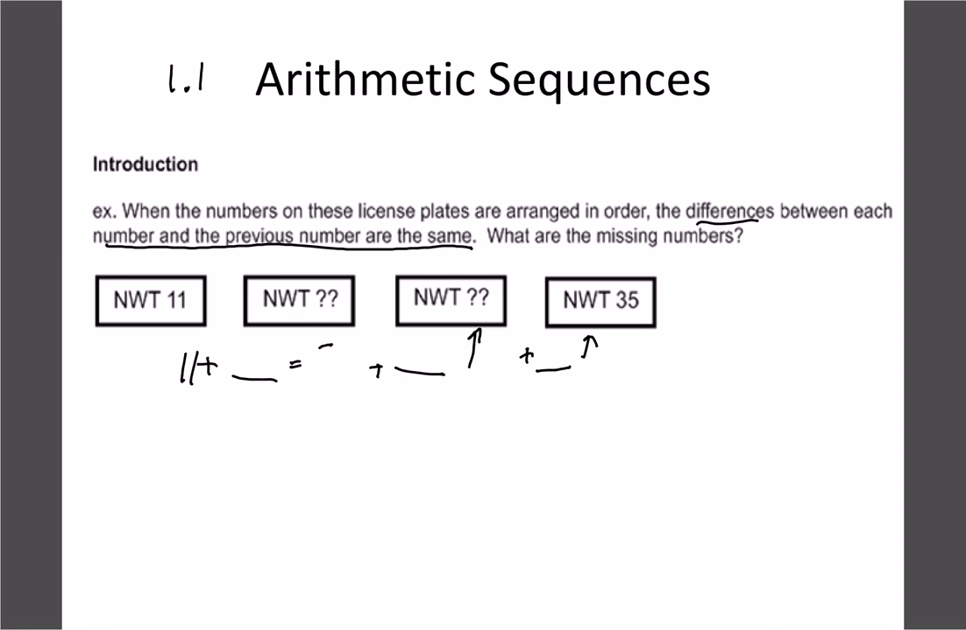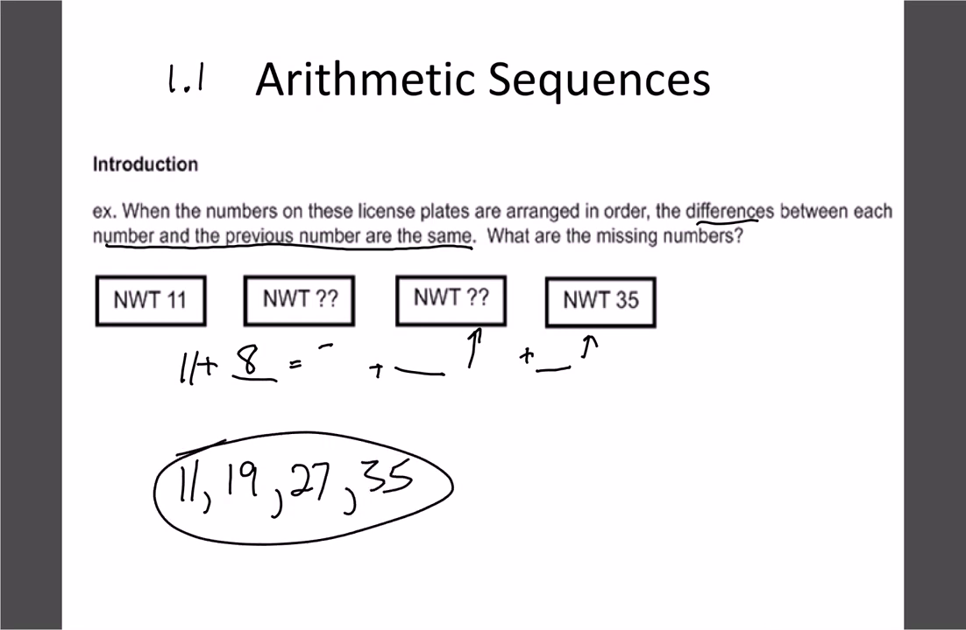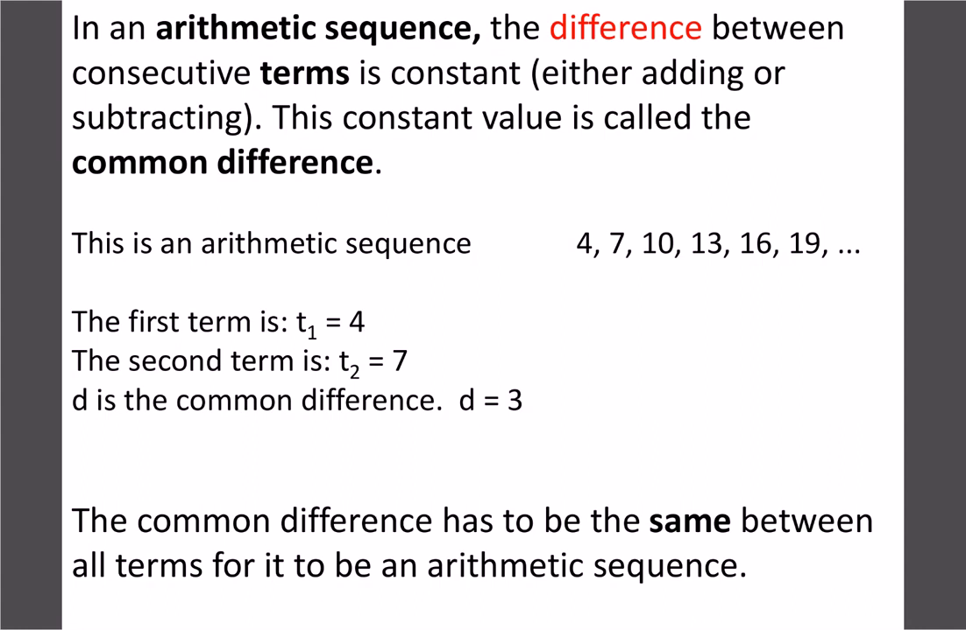In this case, we could say 11 plus 7 is 18, plus 7 again is 25, plus 7 again would be 32. So we're not quite big enough. Let's try 8. 11 plus 8 gives us 19, 19 plus 8 is 27, and 27 plus 8 is 35. There we go. We figured out those missing numbers, and we saw that our difference each time was 8. Guess and check isn't always going to be our best strategy, so we want a better way to solve these.